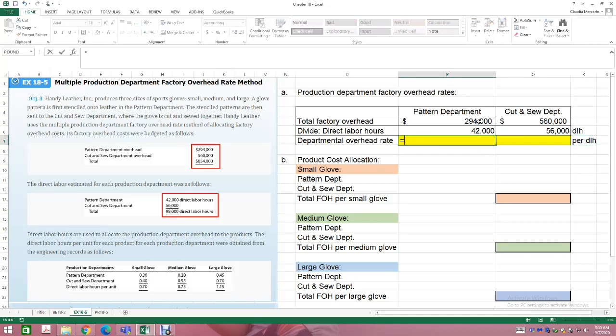So it'll be the 294,000 divided by the 42,000 direct labor hours. That's going to give me $7 per direct labor hour. So for every hour that we have this product, which is gloves, in the pattern department, we're going to charge $7. We're going to do the same thing over here for the cut and sew. 560,000 divided by 56,000. That's going to give me $10. So for every hour in the cut and sew department, we're going to charge that product $10. That is requirement A, calculating your department overhead rate.